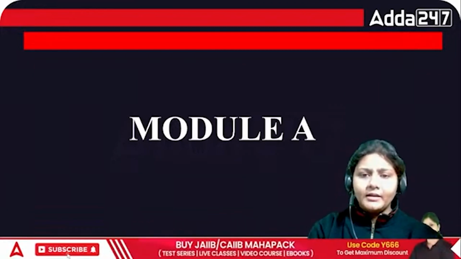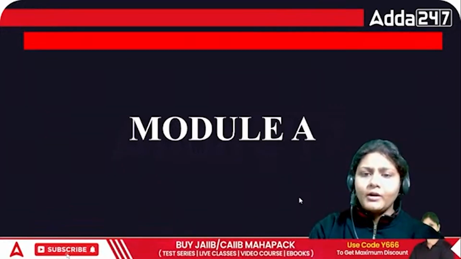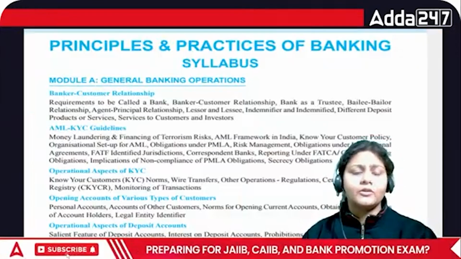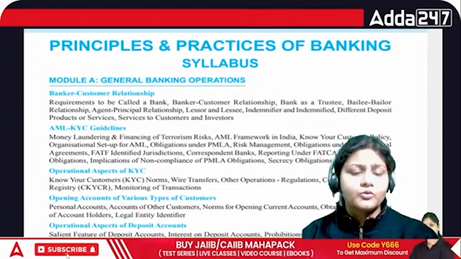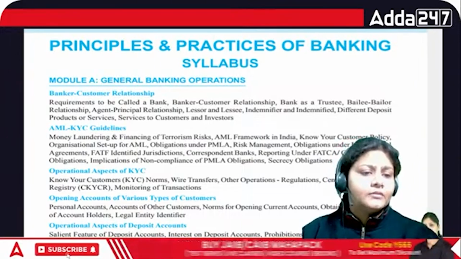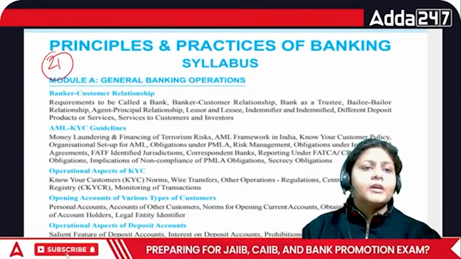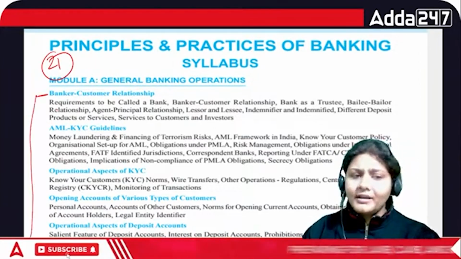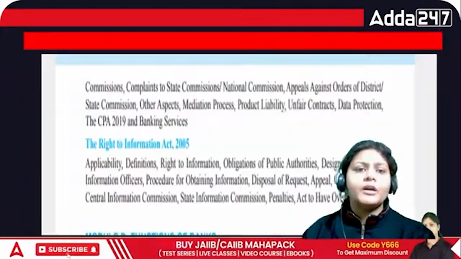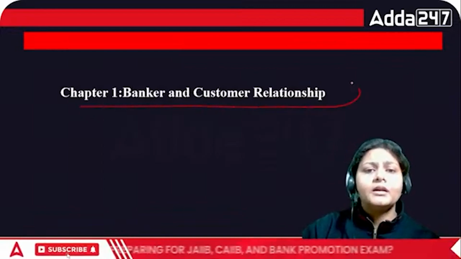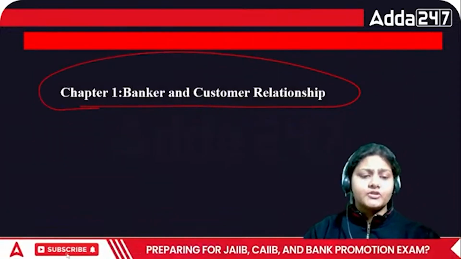So today we are going to start Module A, right? And I have already explained to you earlier what the syllabus is and what the total number of chapters in your Module A is. In total there are 21 chapters. Okay, I have already explained the complete syllabus. Now today we are going to start Chapter 1, that is banker and customer relationship.